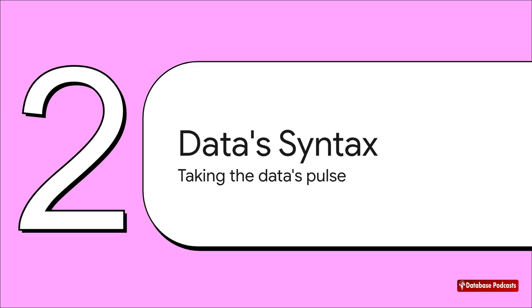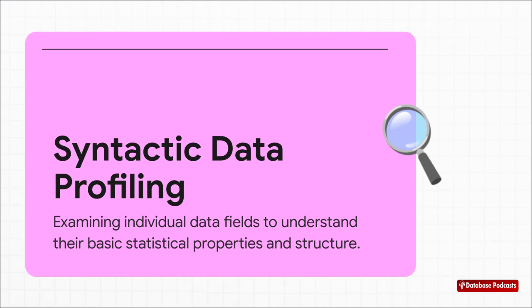Okay, so we've confirmed the problem is real and it's worth our time. Awesome. What is the absolute first thing we do with our data? Well, we need to take its pulse, give it a quick surface-level checkup. This is what we call profiling its syntax. Syntactic profiling is really all about looking at your data one column at a time. The best analogy is, it's like glancing at the nutrition label on a package of food. You're not tasting the whole meal yet. You're just getting the basic facts on the individual ingredients. How much of this, how much of that? It's that fundamental first step.